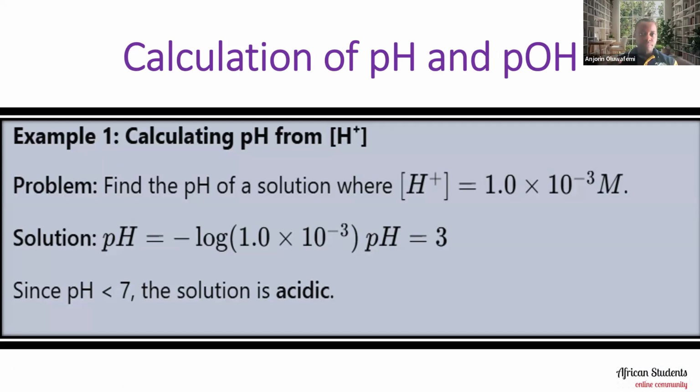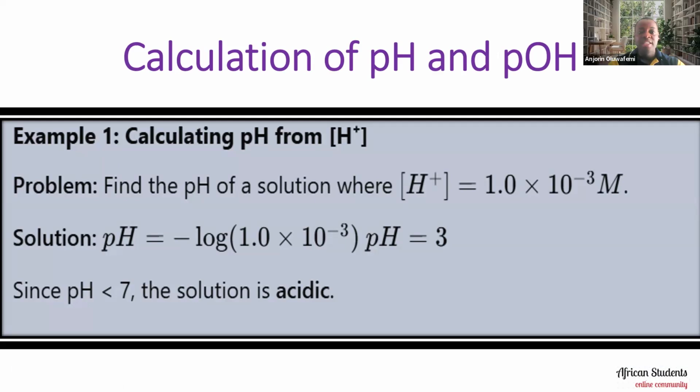And we'll be using it in all these calculations that we are going to be looking at. So the first one is calculating pH from hydrogen ion concentration. The question says, find the pH of a solution where the hydrogen ion concentration equals 1.0 times 10 raised to the power minus 3 molar.